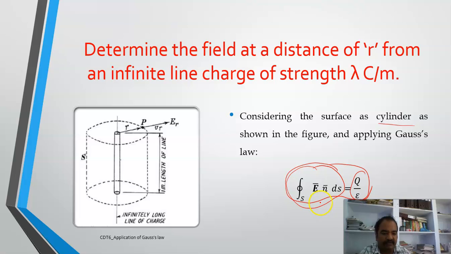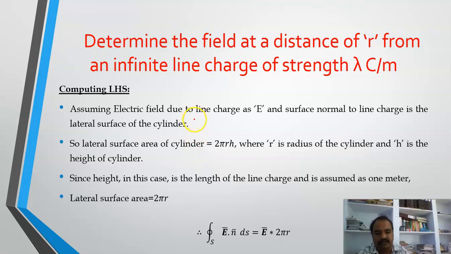Coming to the left hand side of this particular equation. So, what does it state? Surface integral of normal component of electrostatic field vector over the closed surface. Now we will try to compute this one. See, electric field due to the line charge as E, and the surface normal to the line charge is the lateral surface of the cylinder.